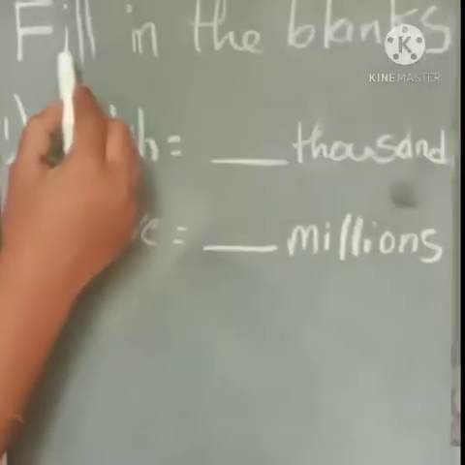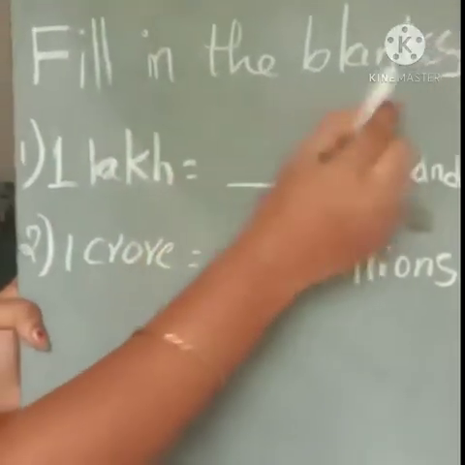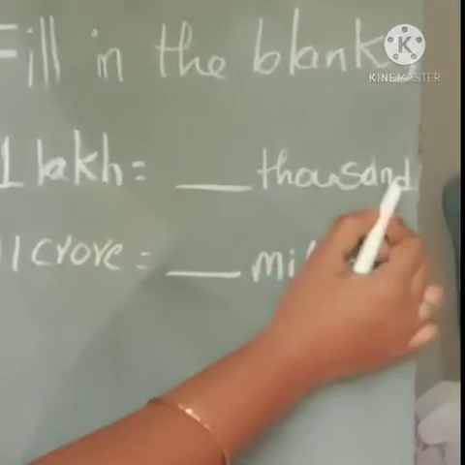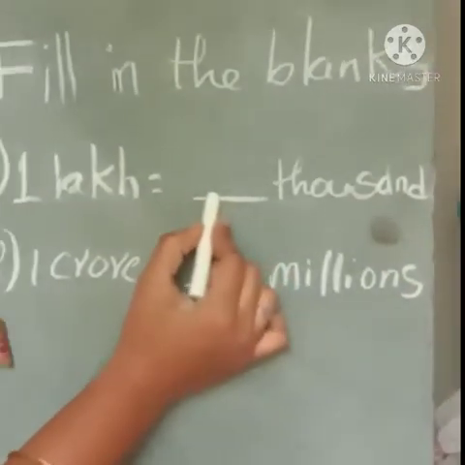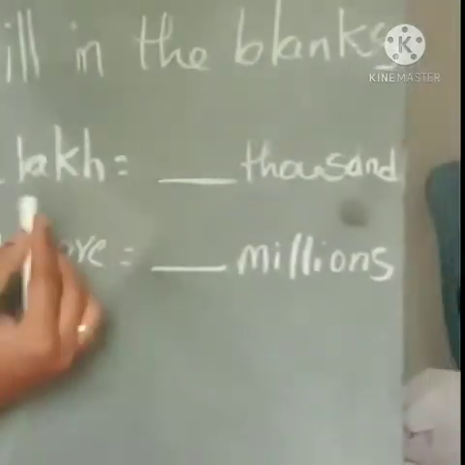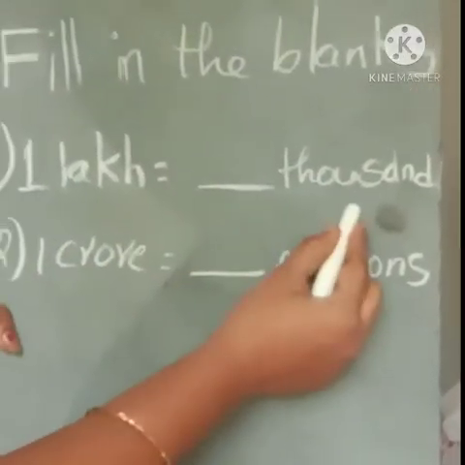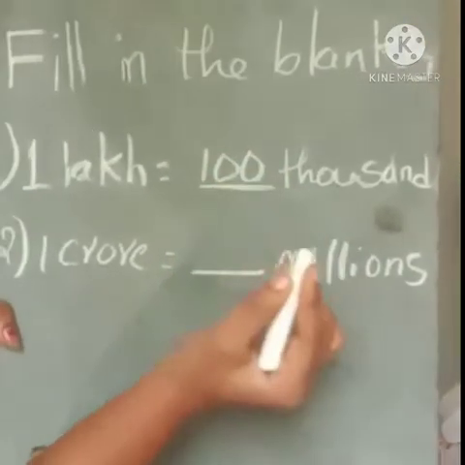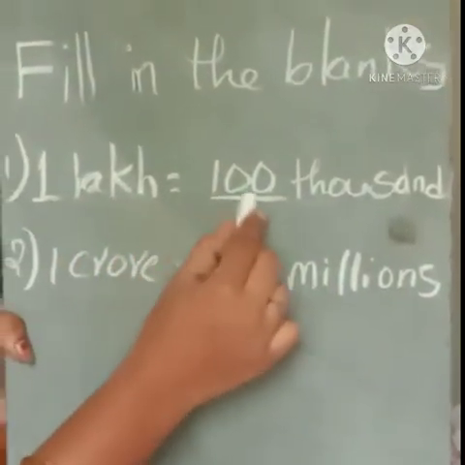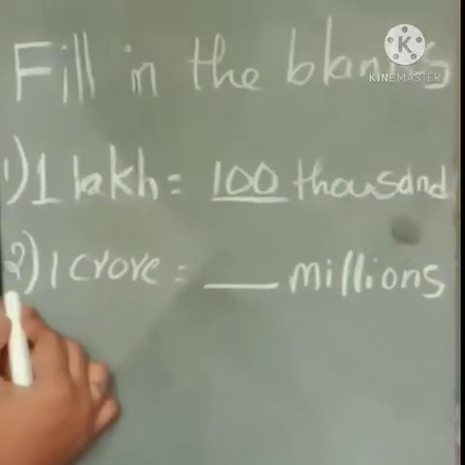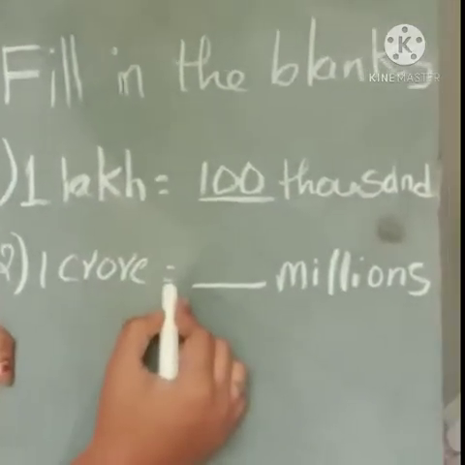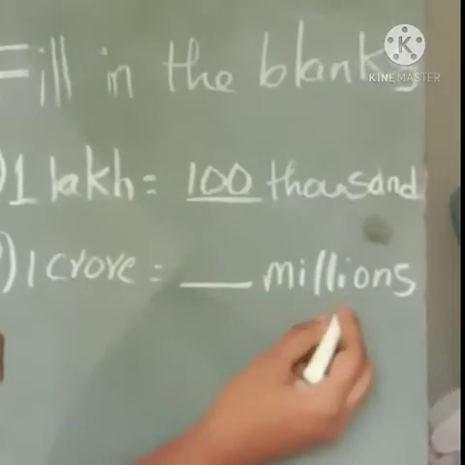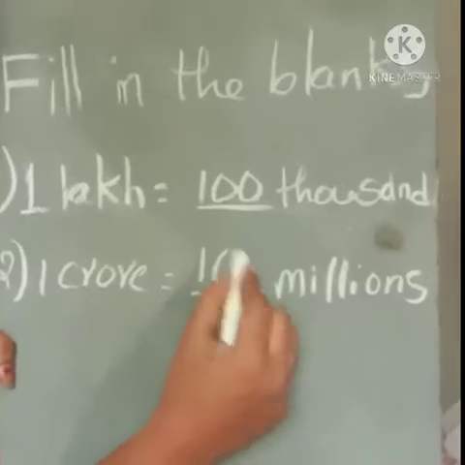Okay children, read this, fill in the blanks. The first one is 1 lakh equals to dash thousands. Here in the blank we have to write how many thousands. 1 lakh is equal to how many thousands? Tell me children. Yes, 100 thousands. Next, see the second one. 1 crore is equal to dash millions. How many millions? 10 millions.